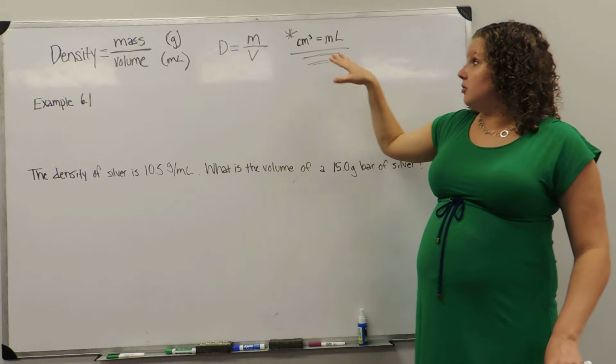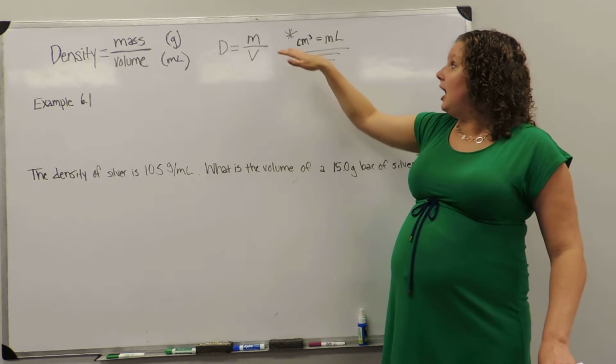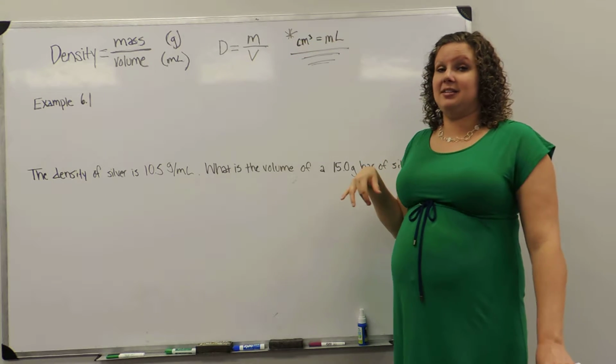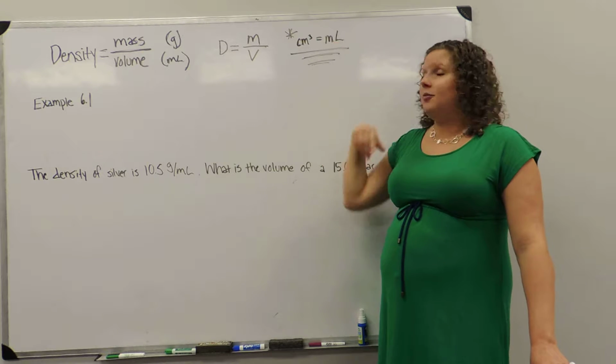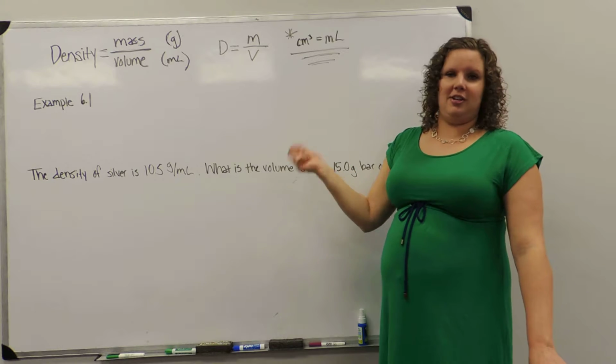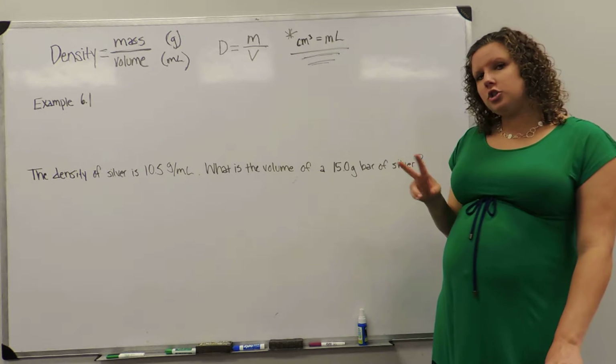And just a reminder, in chemistry, a centimeter cubed is the same thing as a milliliter. So if you see cm with a cube, with a 3, remember that's just the same thing as milliliters. So you can erase it and just put mL. All right, so let's look at two examples.